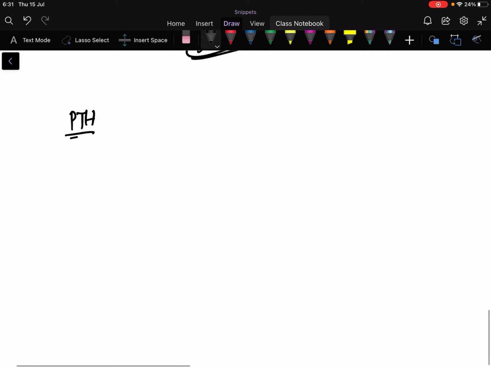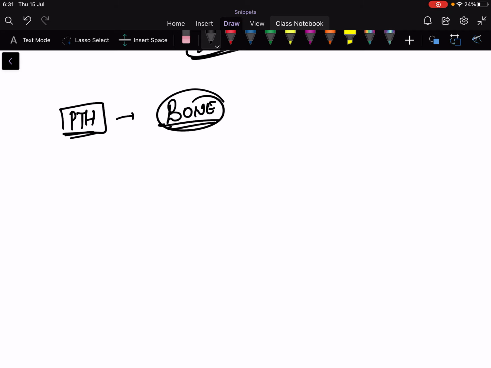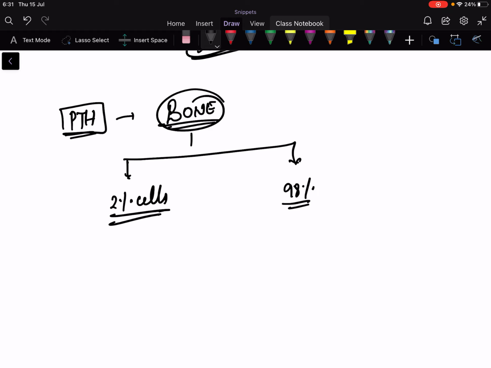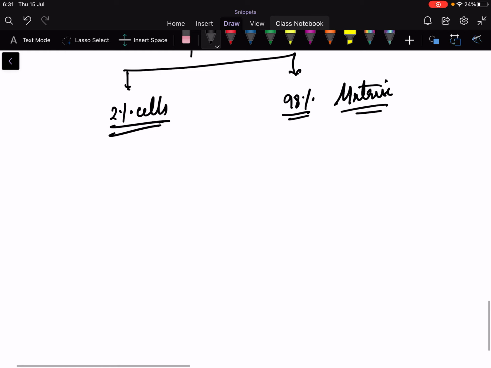Here is the parathyroid hormone. First we will talk about bone, because that is very important. Normally bone consists of 2% cells and 98% matrix. So here is your bone.